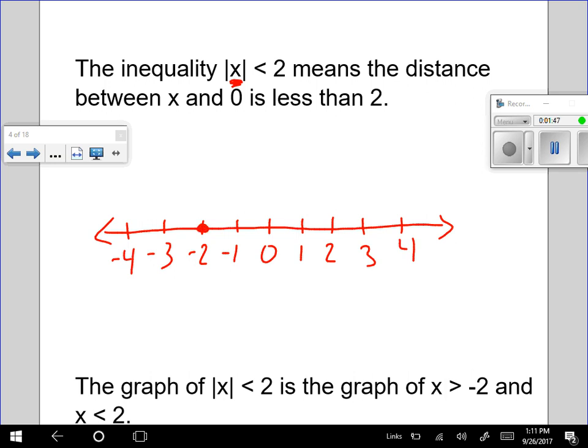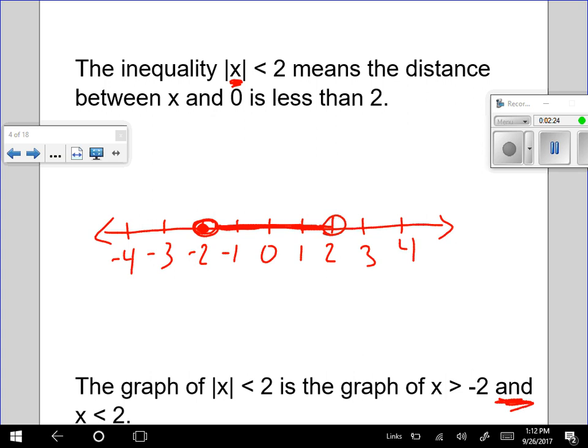So 2 could be a solution, but in this case we want it to be less than, so we're going to have an open circle at 2. And we could shade anything in between here all the way up to 2, right? Because if I start heading right of 2 here, the distance between 2.5 and 0 is bigger than 2. So for this to be true, this has to be my graph. So the graph of the absolute value of x is less than 2 is the graph of this.